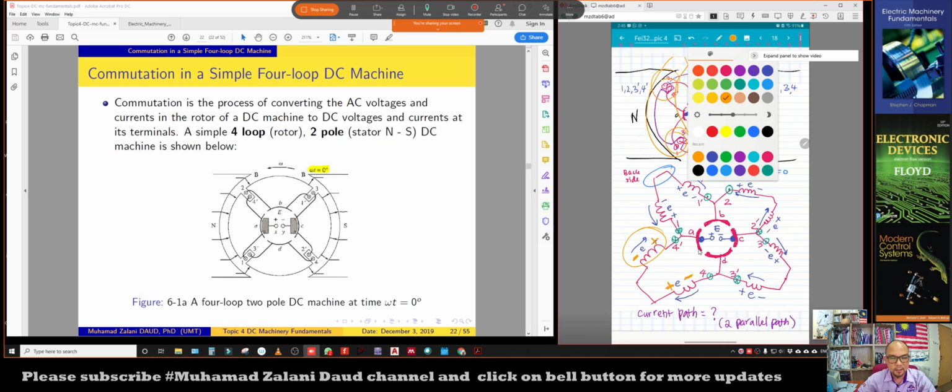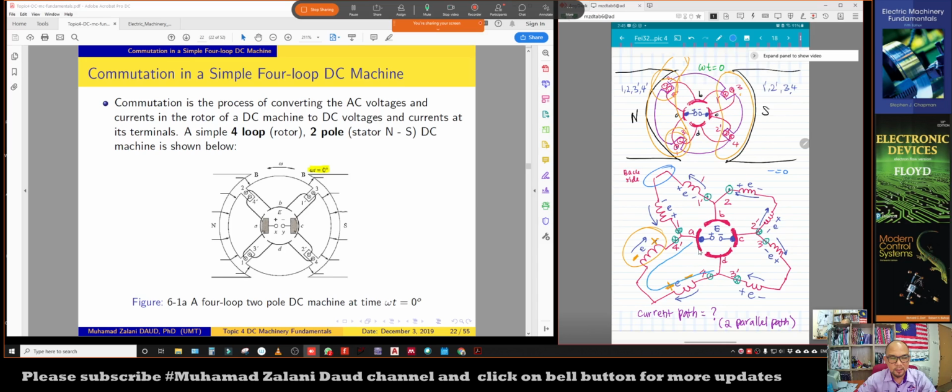So basically when we draw the current path, it should be like this, okay. The current path will start from the A segment, passing through, because this segment is not connected to the brush, right? So this particular segment is not connected to the brush, meaning that the current will pass through this wire and then go to the segment C, okay.